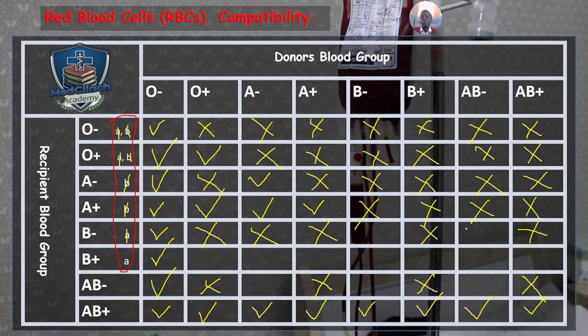Here we don't have an A. We have an A here. So remove this A. There will be a reaction. So left with B negative. B negative also they match. So here there will be a tick because they match. So the B negative can only receive blood from O negative and B negative.